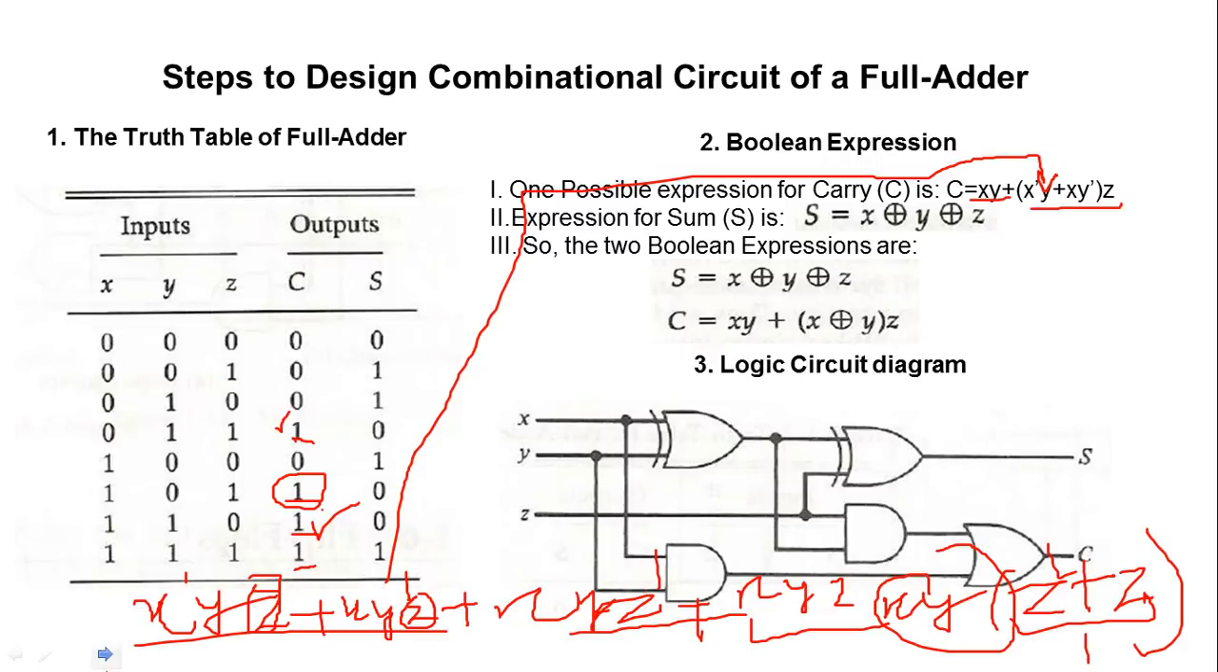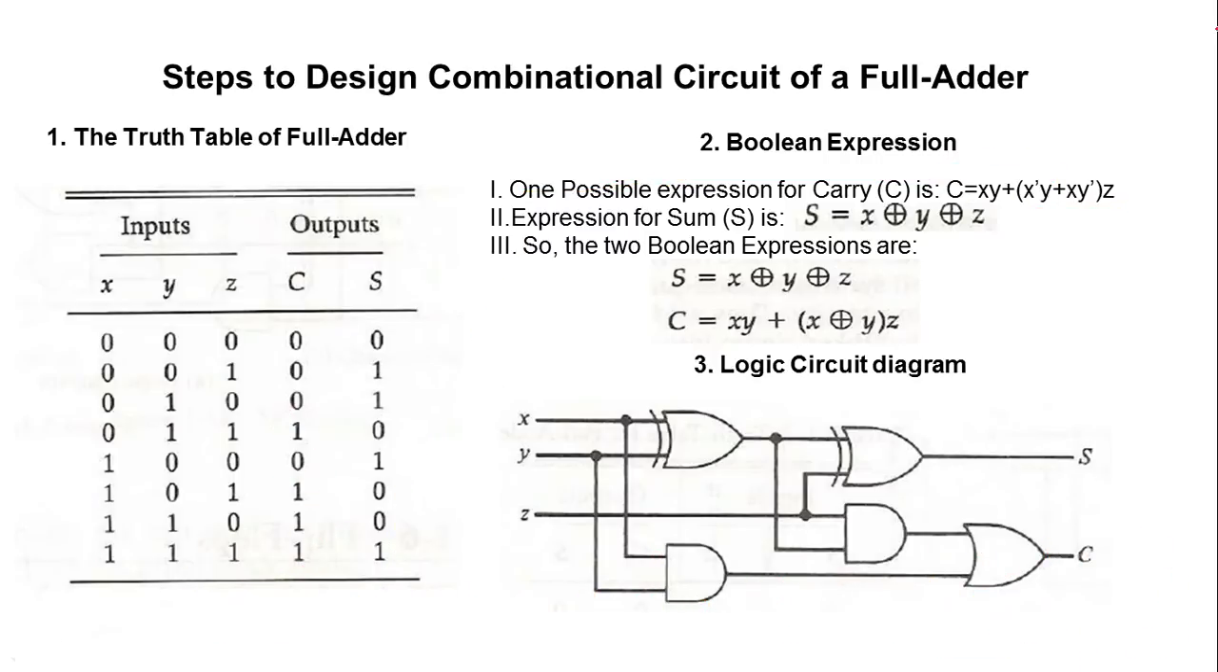So if you look here again in detail, in a thorough manner, this is nothing but x XOR y, right? This particular term. So this has been more simplified here, x XOR y. And for the sum, the expression is x XOR y XOR z. So once we got these two expressions, what I am able to get is the logic circuit diagram.